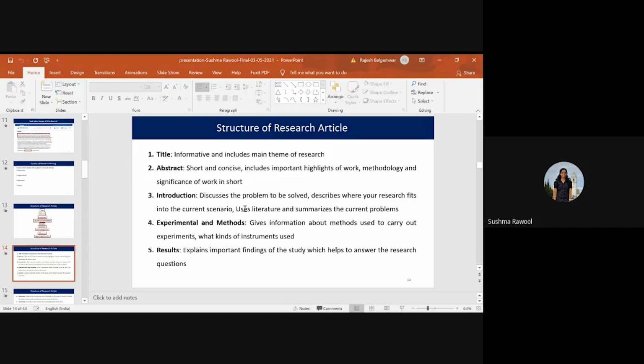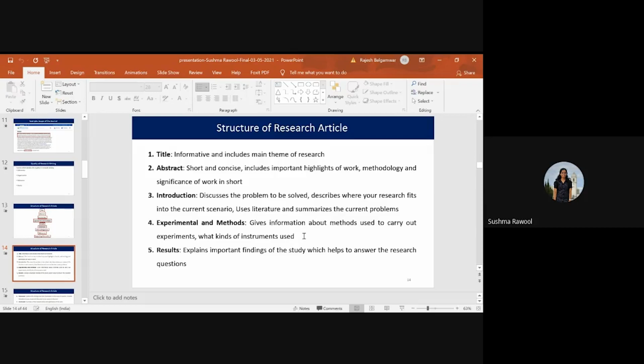The introduction introduces you to the field. It discusses the problems involved in that particular field. Then it describes where your research fits into the current scenario. It uses the literature and summarizes the current problems. So it's an overall general discussion; it will give a general scenario of what exactly is happening in your field. Then in the last paragraph of the introduction, you must include what you did to address certain problems in your field.